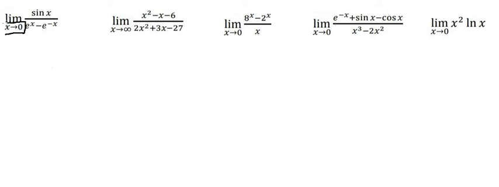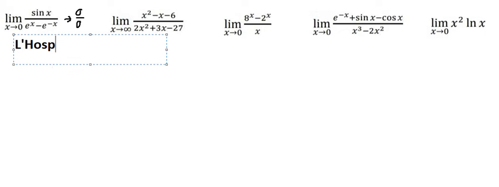When x approaches 0, we put 0 here, 0 here, and 0 here, so you get 0 over 0. e to the power of 0 gives 1, and e to the power of negative 0 gives 1. That's why you get 0 in here. In this situation, we can use L'Hospital.